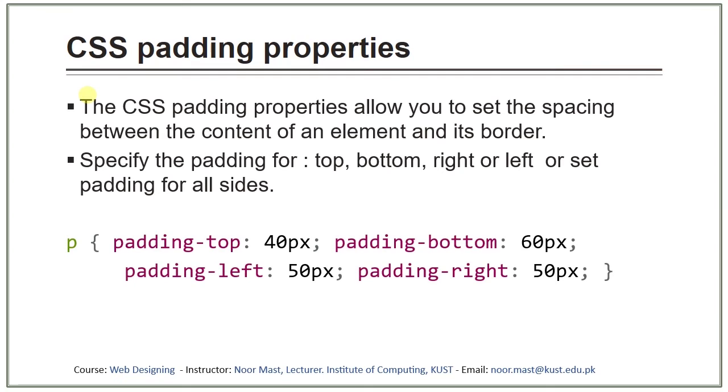Look at this segment of code. Here we want to apply padding on P elements, where the top padding is 40 pixels, padding for the bottom is 60 pixels, while padding for the left and right sides are 50 pixels.